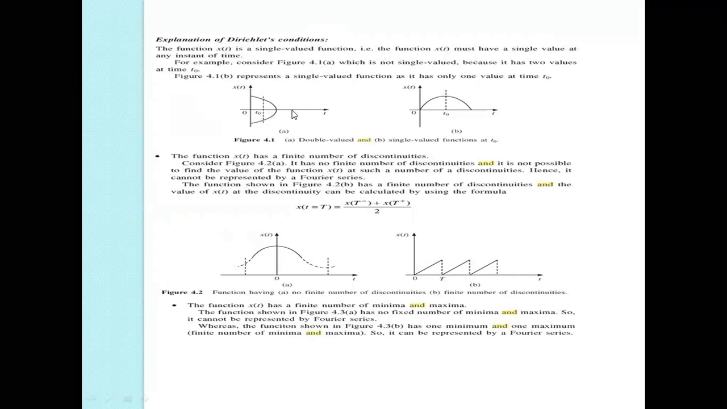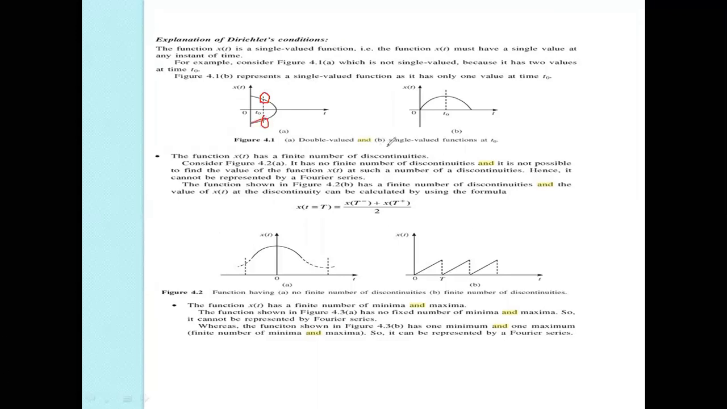For example, consider the figure 4.1 here. Double valued means at t naught, we have the plus value and the minus value. But according to this, we are saying it is single valued. So the example 4.1 is not a single value because it has 2 values at t naught. What are the 2 values here? The positive value and the negative value also.